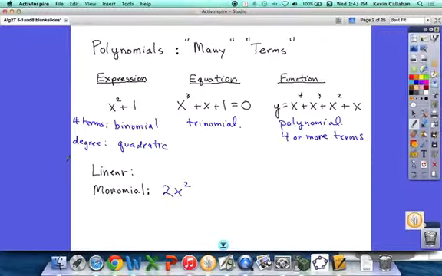Linear, we've done that before. Linear means x to the first. So I'm going to set that aside here, like 2x plus 1. Okay, if it's raised to the third power, that is its own word, which you probably are familiar with: cubic. Cubic for x to the third.